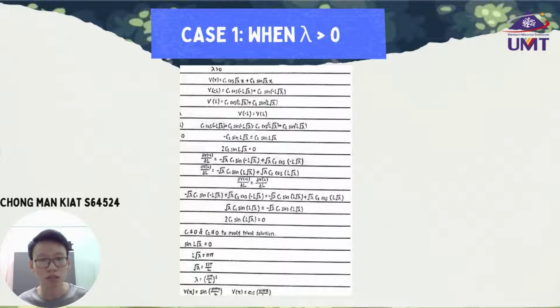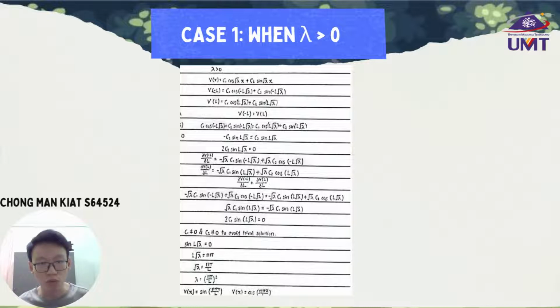Now we apply the second boundary condition to get square root negative lambda c1 sin(-L square root negative lambda) equal to square root negative lambda c1 sin(L square root negative lambda), and 2 square root negative lambda c1 sin(L square root negative lambda) equal to 0. From here we will get c1 equal to 0 because lambda is smaller than 0 and not equal to 0.